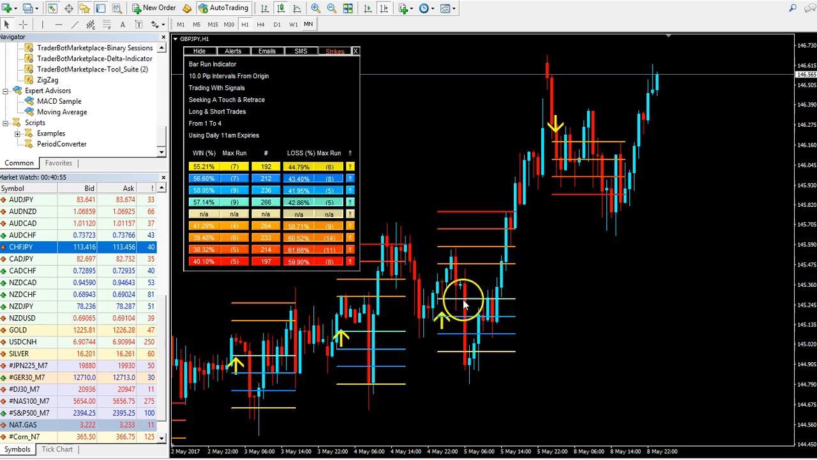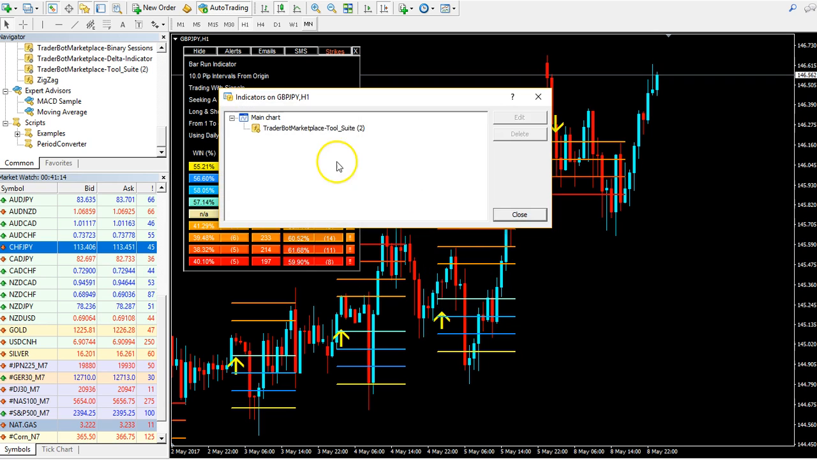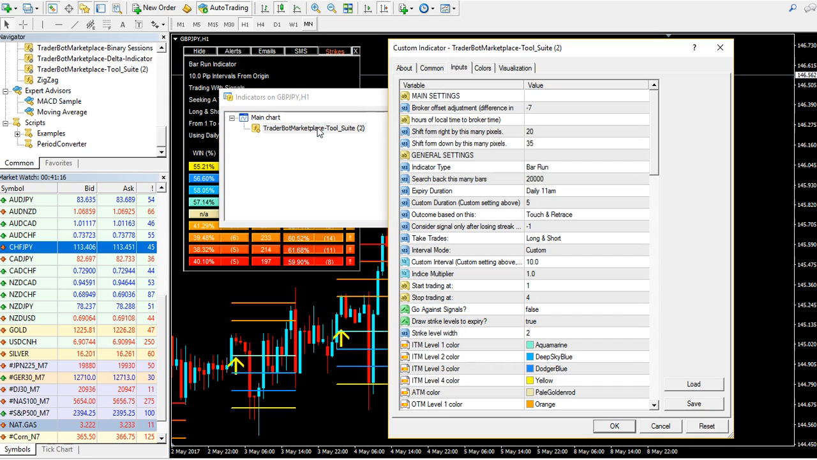We're looking for price to touch a level, say this level 4 OTM or ITM line here, and then retrace and close back above it. It doesn't matter what the signal says, because if it touches the OTM line, we're looking for it to make a touch and then close back below it. So what we're going to do, we're just going to hide the signal line here.